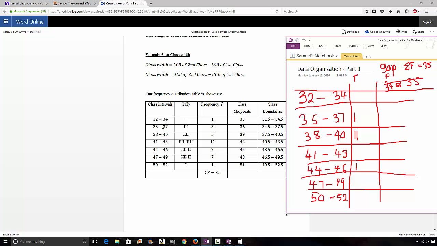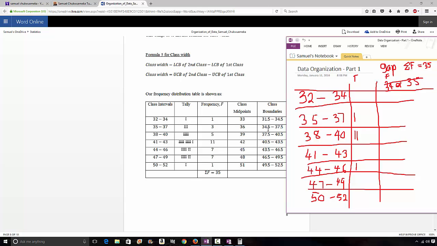You can also do 37 plus 38 gives you 75. Right? It gives you 75. 75 divided by 2 gives you 37.5. So that is the way you find the upper class boundary of each class. It will be the average of the upper class interval of that class and the lower class interval of the next class.